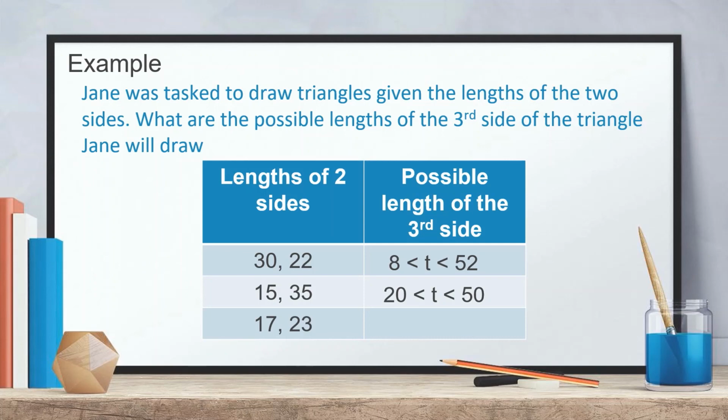Okay, so let's consider another one. So we have 17 and 23. Okay, so let's subtract. 23 minus 17 is 6. Okay, and then let's add. 17 plus 23 is equal to 40. So, the range of the possible length of the third side can be written as 6 less than t less than 40, meaning that the possible values of t is ranging from or in between 6 to 40.